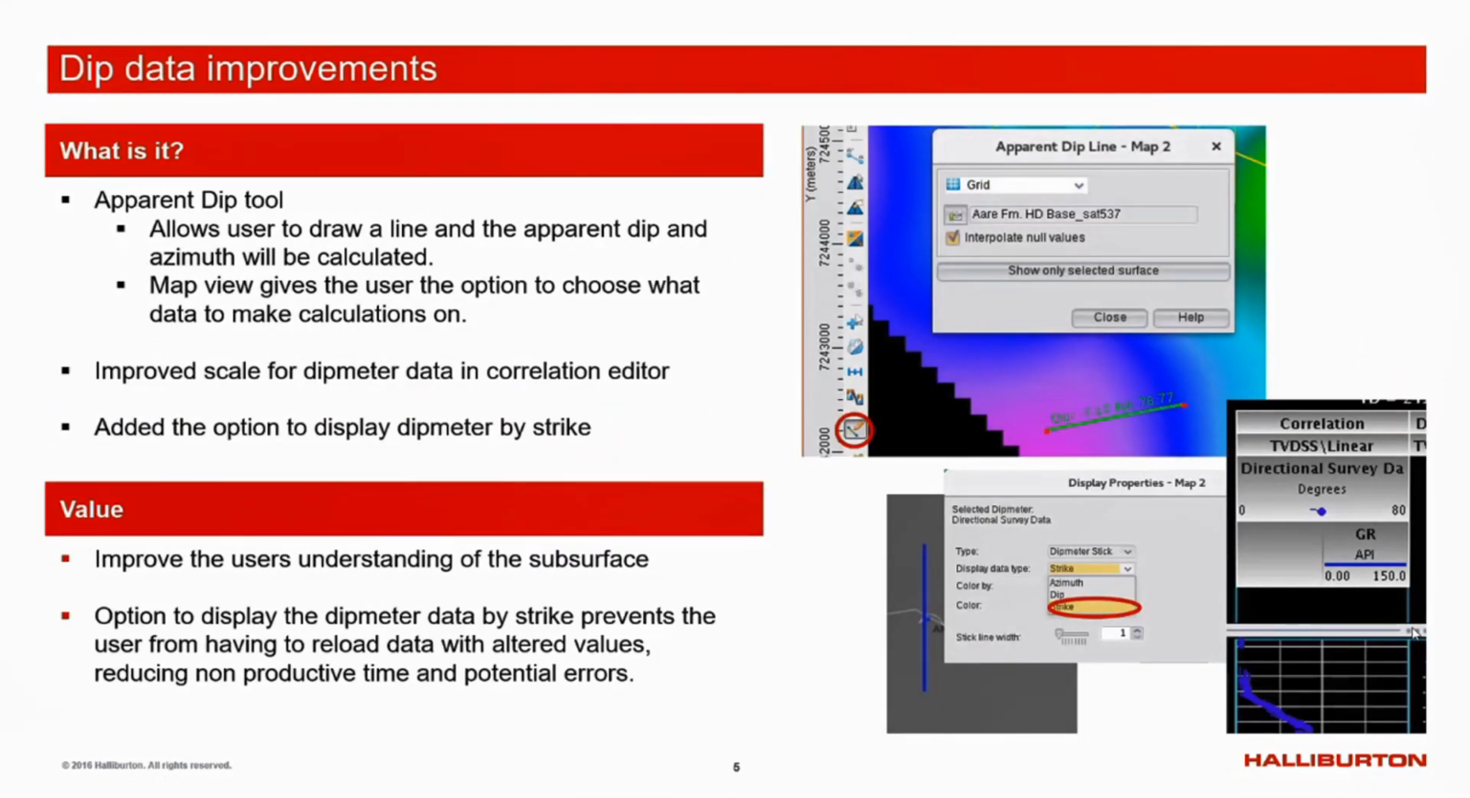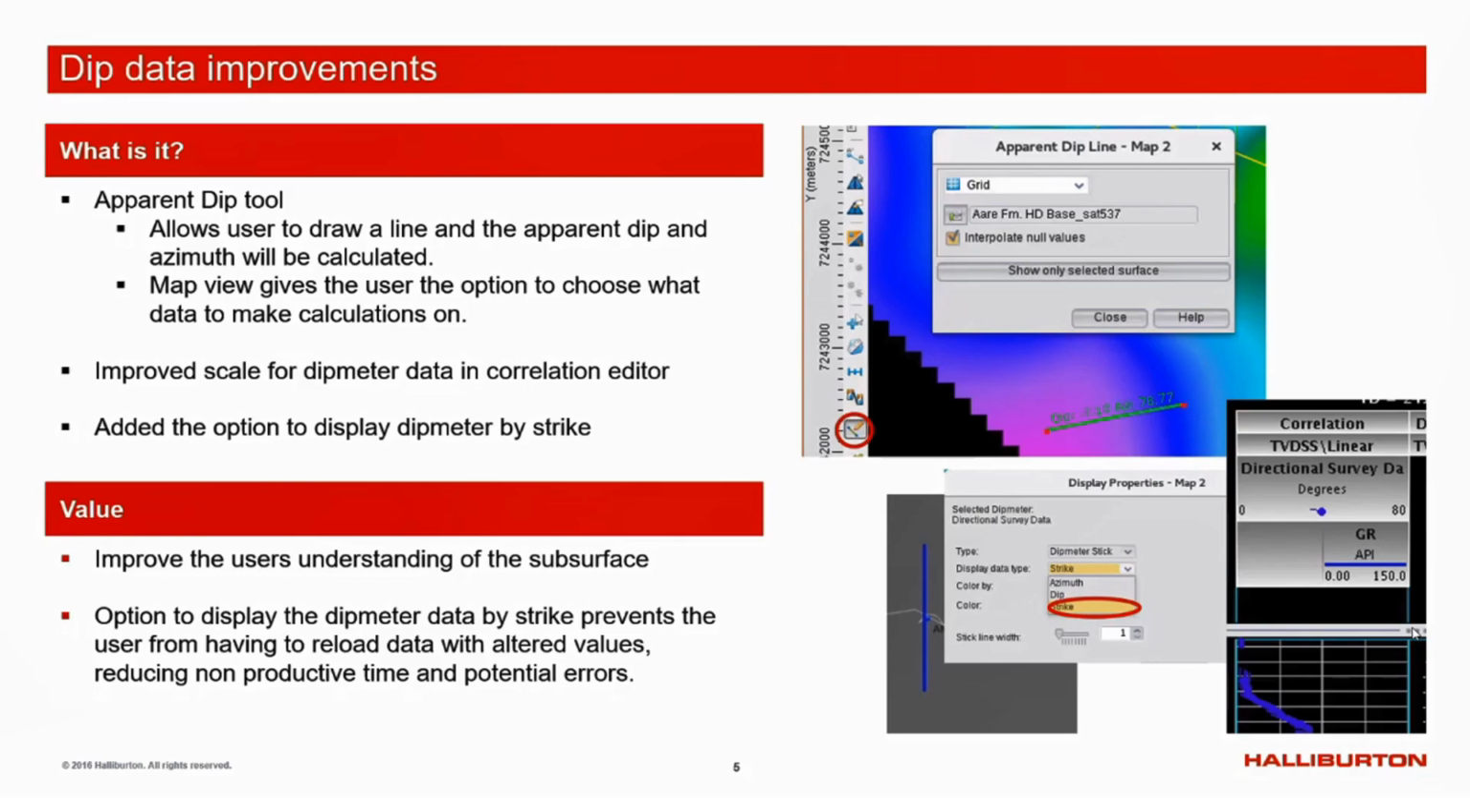The dip data improvements are in multiple areas. We have a new tool in the editor toolbar called the apparent dip tool. This has moved from horizontal well correlation into the view editors so that we can use it in both the map and the section views. In the map view, it will obviously only be apparent dip because the angle of your section view may not be at the maximum dip.